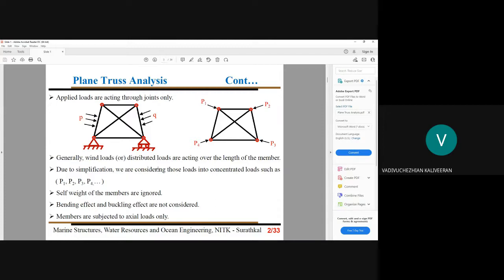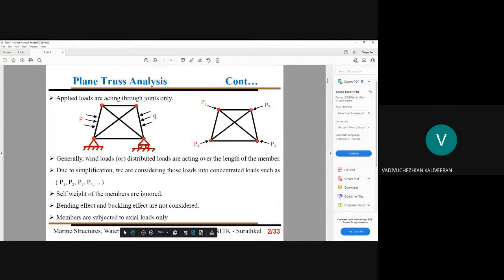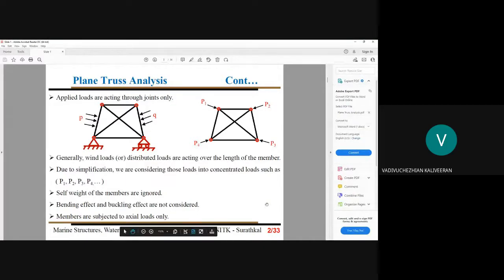So now we have to note this: the self weight of our member. Each member will have self weight, but the self weight part will be ignored. You have to remember, the self weight part is totally ignored.